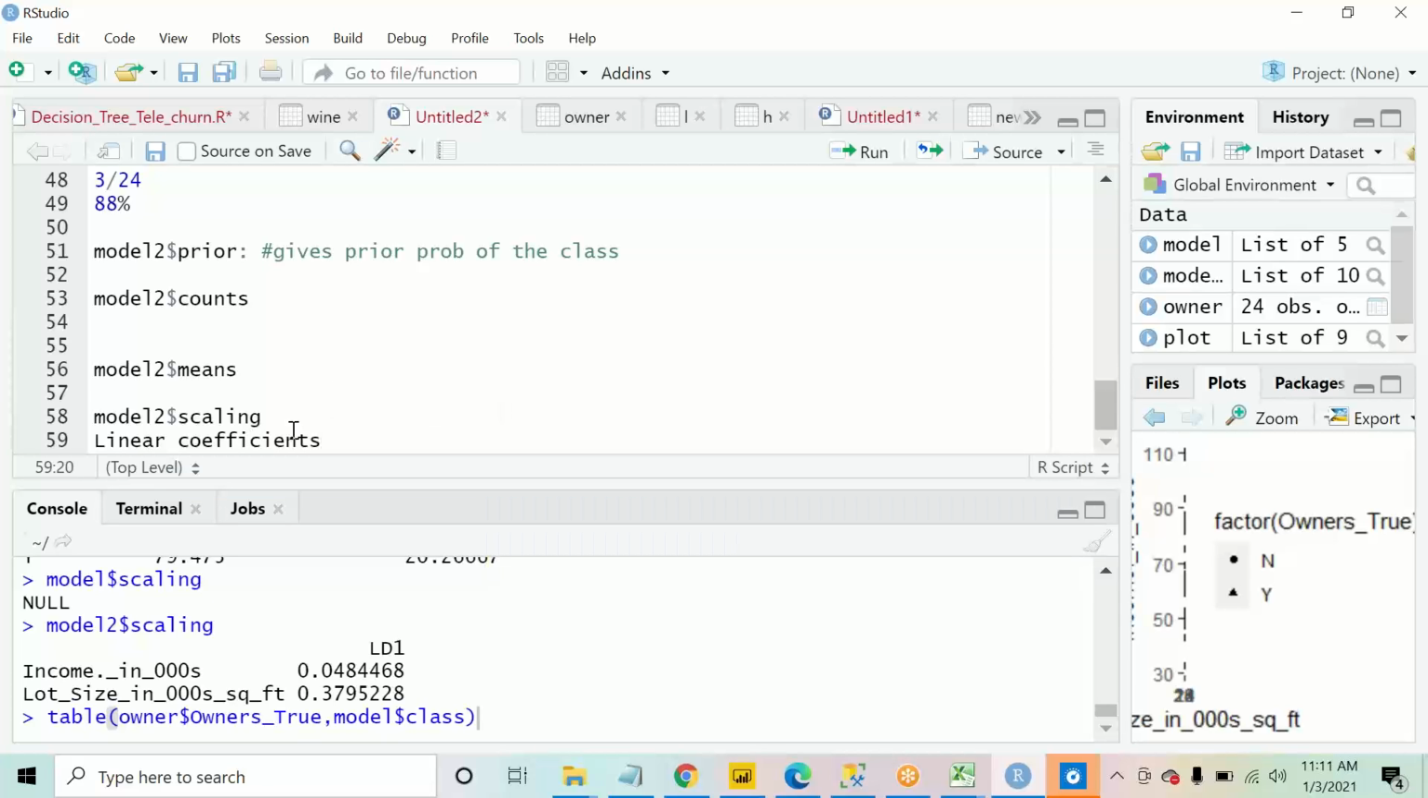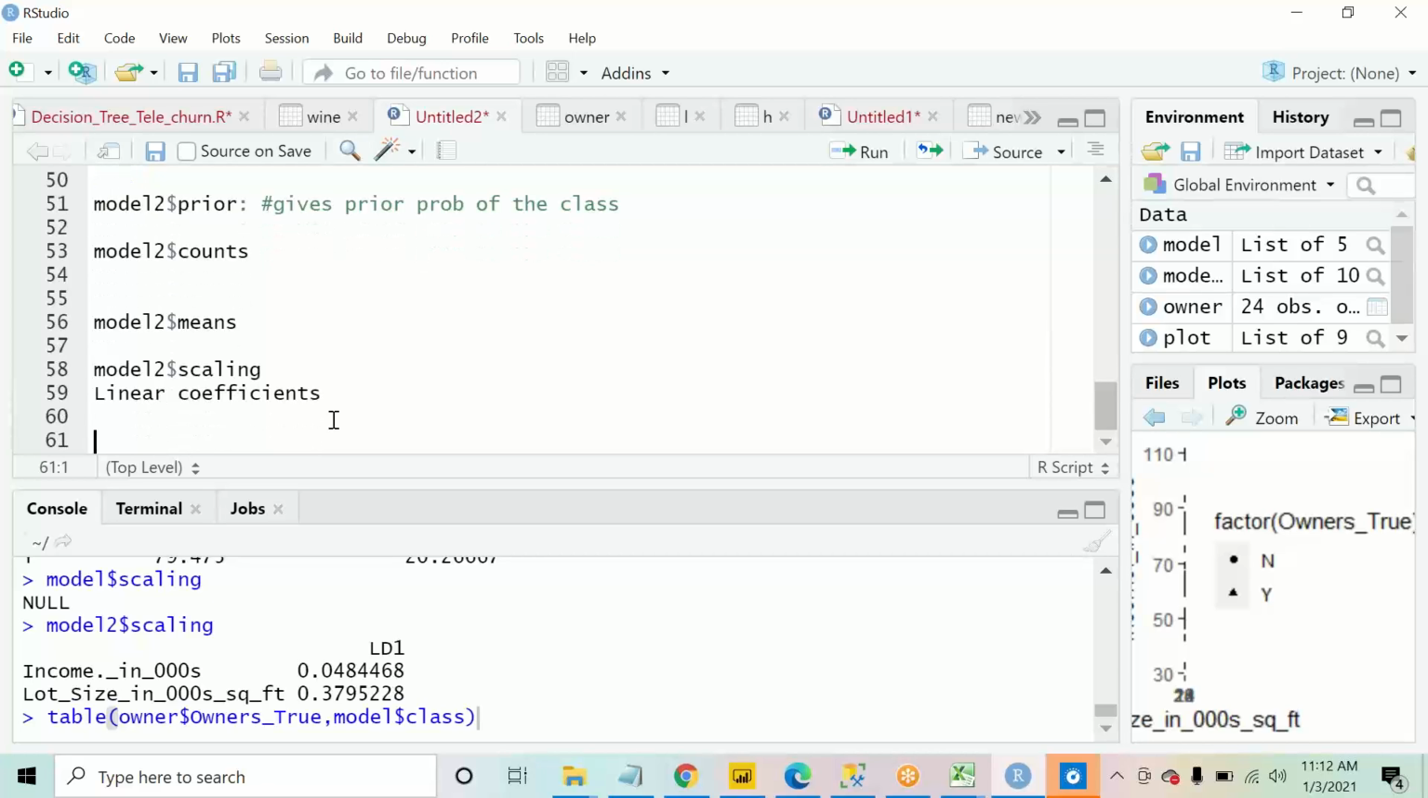Okay, if you remember what I told you, when you create a linear discriminant analysis model, in the background there is a linear equation that gets generated. And now what is happening over here is it is giving you the coefficient of each of the variables, right? So what is the coefficient of income and what is the coefficient of lot size? So it gives you the coefficient values the same way that we used to receive in linear regression. So this is the same stuff that has been generated over here.